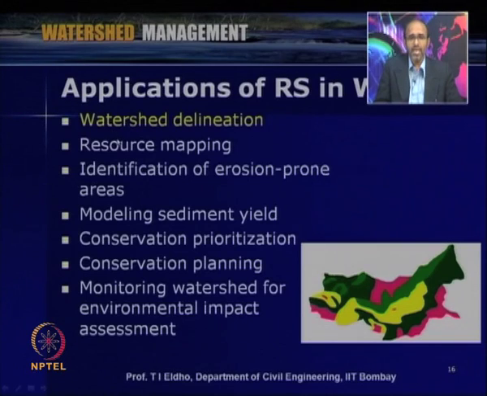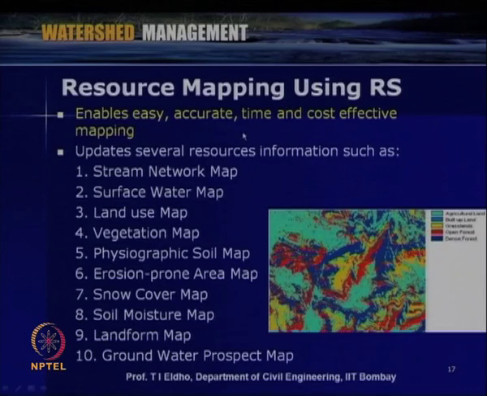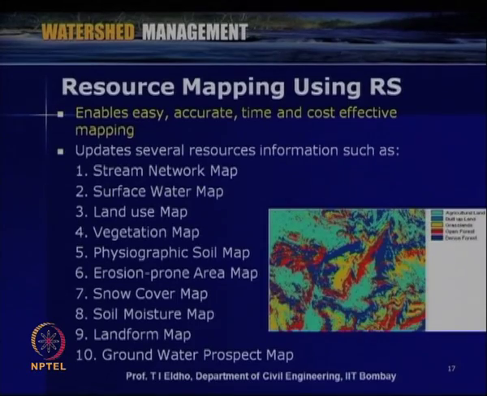Then some of the other important areas are resource mapping, identification of erosion prone areas, modeling sediment yield, conservation prioritization, conservation planning, and monitoring the watershed for environmental impact assessment. All these points we will discuss in detail in the next slides. First one is resource mapping using remote sensing. As I already mentioned in the earlier lectures, we are dealing with a larger area as far as a watershed or river basin is concerned.